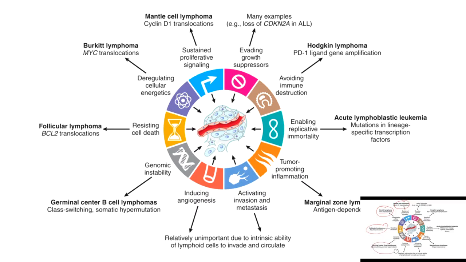Germinal center B-cell lymphomas, because of class switching and somatic hypermutation happening more often in the germinal centers. Hodgkin lymphoma, the PD-1 ligand gene amplification, what does this do? This allows the tumor cells to escape destruction by the cytotoxic CD8 T lymphocytes. So in different scenarios, as you can see, with the different malignancies, different kinds of mutations that allow the tumor to grow and establish itself.